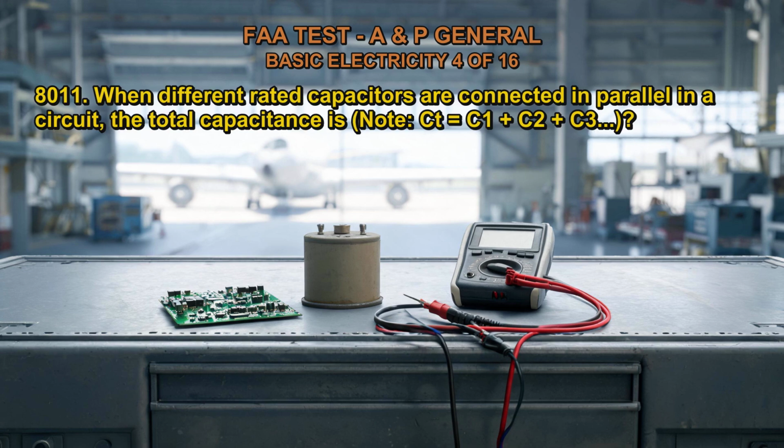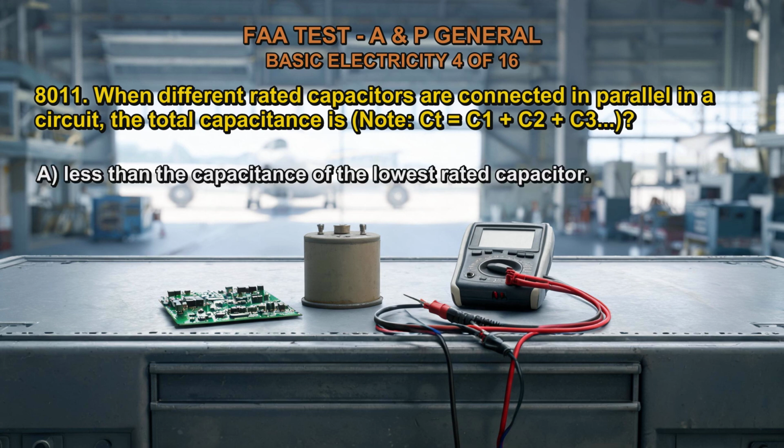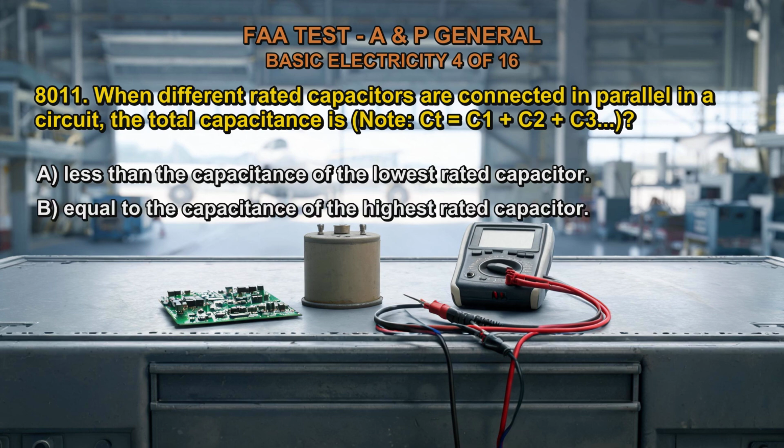Q8011. When different rated capacitors are connected in parallel in a circuit, the total capacitance is, note, CT equals C1 plus C2 plus C3. A. Less than the capacitance of the lowest rated capacitor. B. Equal to the capacitance of the highest rated capacitor. C. Equal to the sum of all the capacitances.